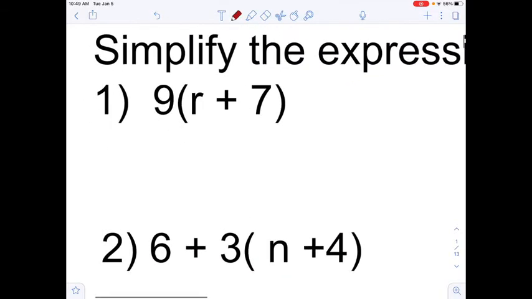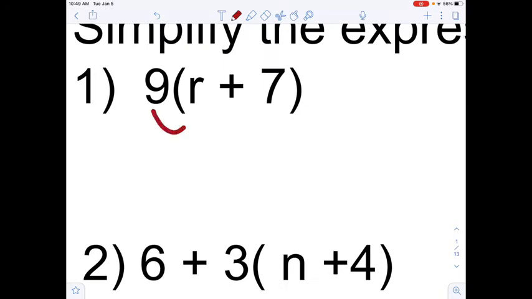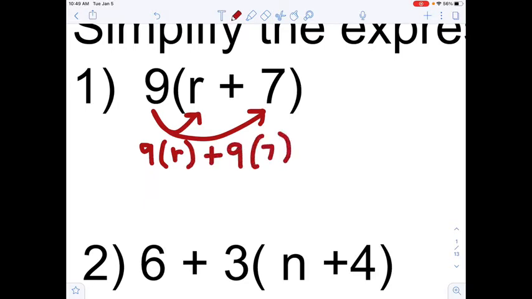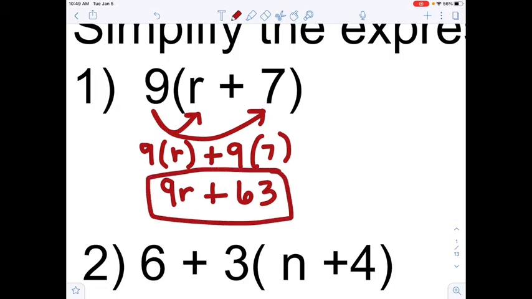Number 1 says simplify, so we have to distribute this 9 to both terms. And this can be written as 9 times r plus 9 times 7. 9 times r is 9r, plus 9 times 7 is 63. These are not like terms. One has a variable and one does not, which means that those can't be combined, so there's our answer.